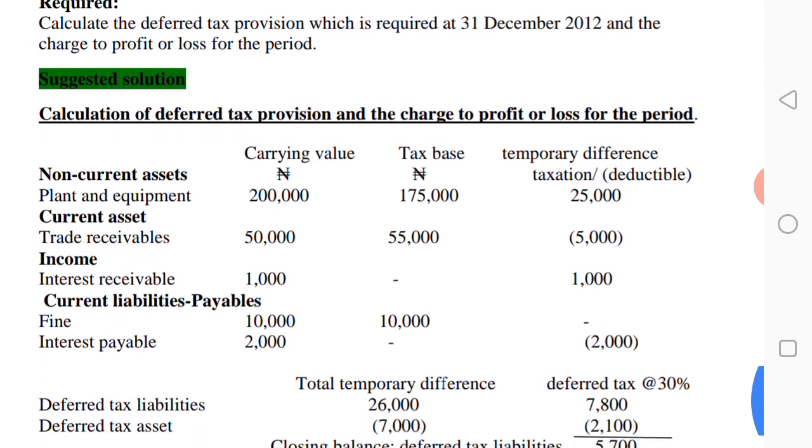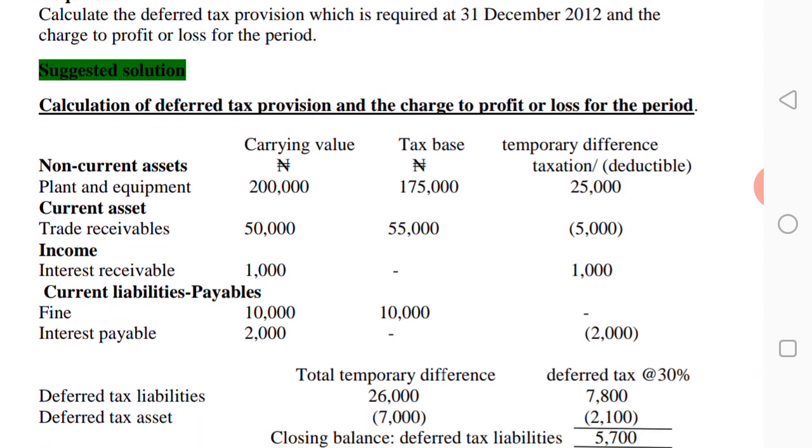Now, as I've said before, we have to write the items, which are the non-current asset, the current asset, income, and the payable, which is expenses. The carrying amount for all these items will be listed, and the tax base will also be listed, and the difference, the temporary difference. When you sum all the temporary differences, the ones that look alike, deductible is for assets, while taxable is for liabilities.